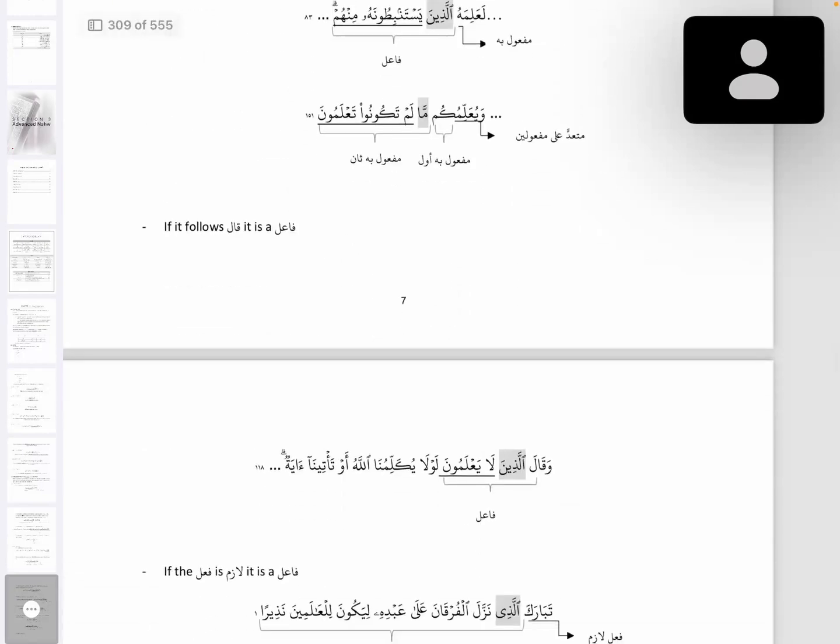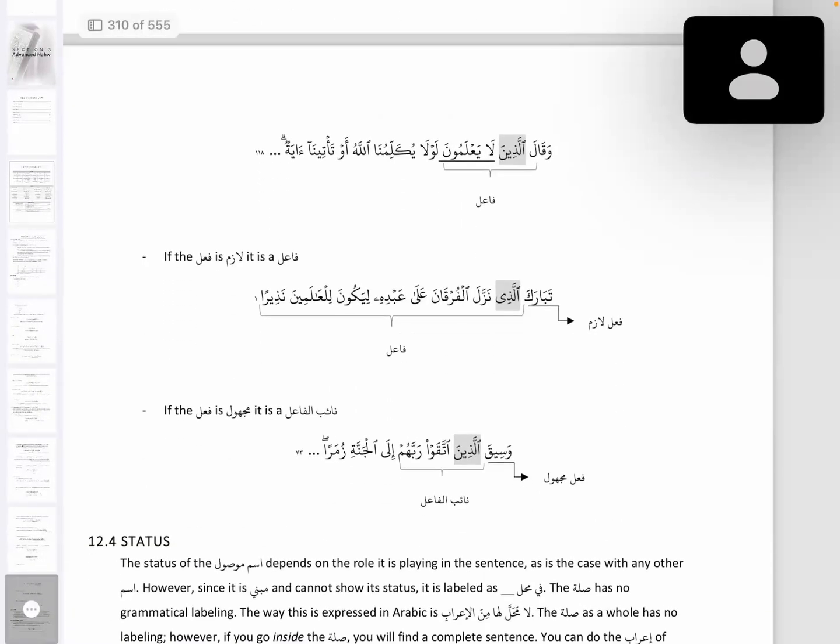If it follows qala, it is the fail. Fail is the doer. Maful bihi is the done to. If the fail is lazim, it is a fail. If the fail is majhul, it is the naibul fail.